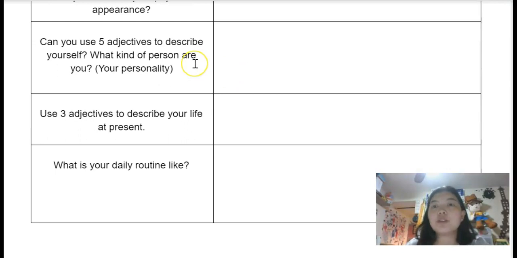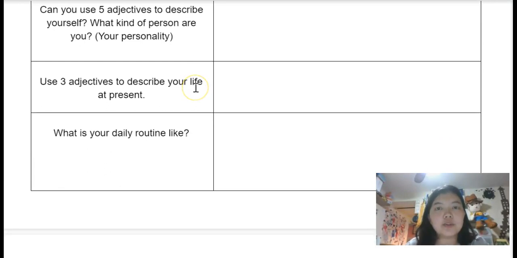And then you can also use 5 adjectives to describe yourself, to explain your personality, what kind of person you are. And then you can use 3 adjectives to describe the life at present. So in 1912, if you're a lower class person, what kind of problems are you facing or suffering? So how would you describe your life as a lower class person? But if you're upper class person, do you enjoy it? And how would you describe your life?